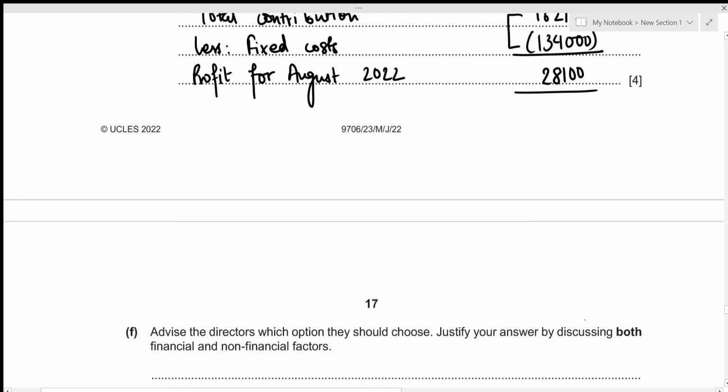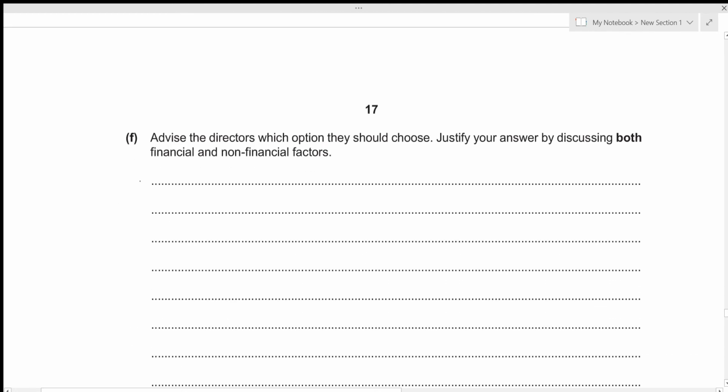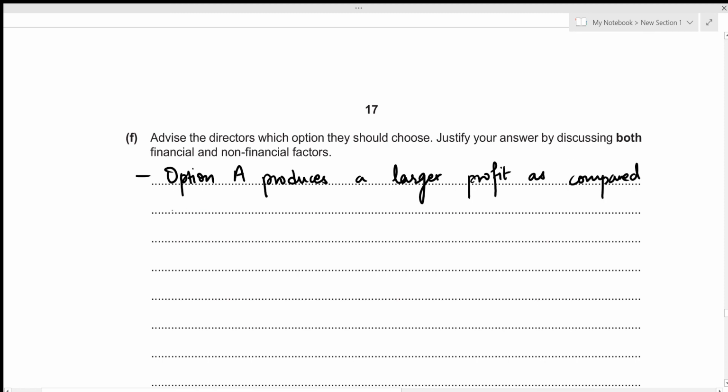So let's write it down. We can say that option A produces a larger profit as compared to option B.